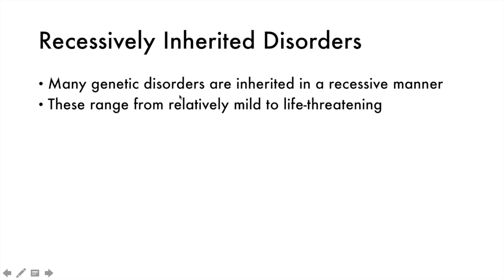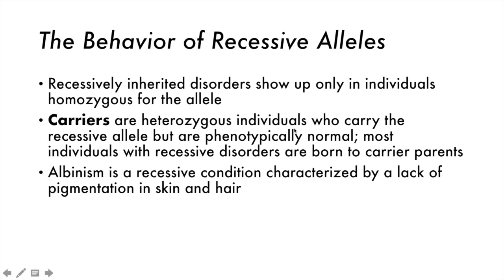So there are a lot of recessively inherited genetic disorders. They range from not very severe to life-threatening. With recessive alleles, they're only going to show up in individuals who are homozygous for that allele. Remember, I told you that carriers are heterozygous individuals. They carry the recessive allele, but phenotypically they don't have whatever disorder or condition that is. So individuals that have recessive disorders typically have parents who aren't expressing that particular condition.